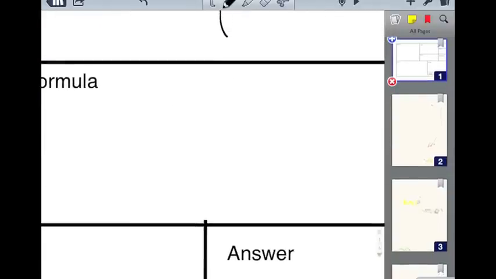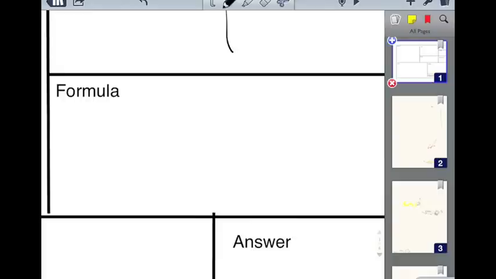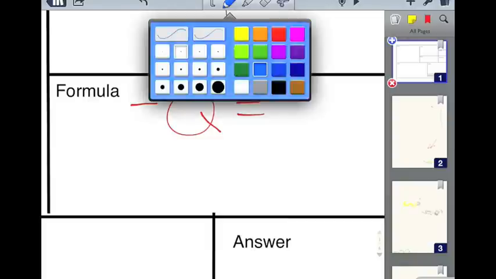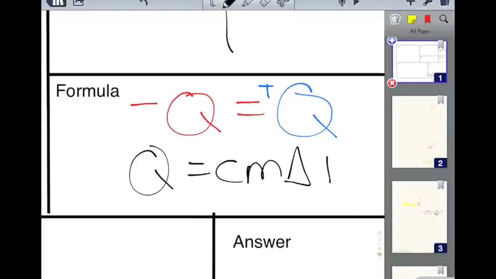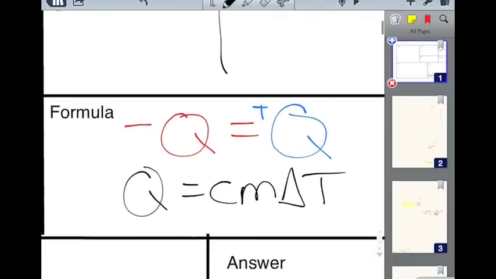In other words, if you look at it in terms of a formula, the heat that is lost by the hot side is going to equal the heat that is gained by the cold side. Remember that the formula for Q is Q equals Cm delta T. So now we can take a look at our solution.